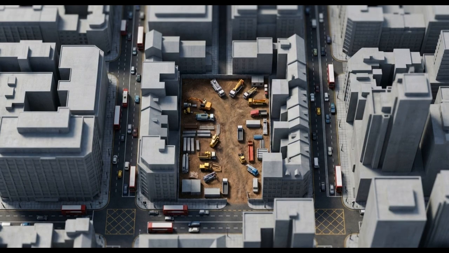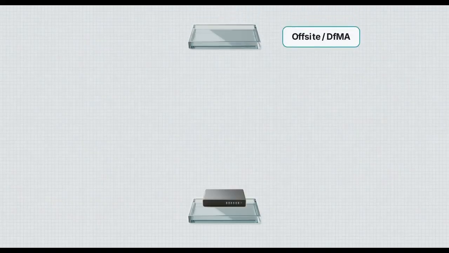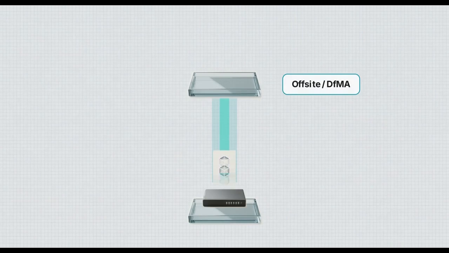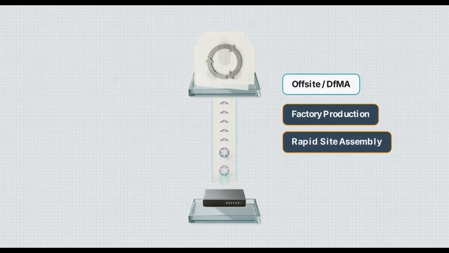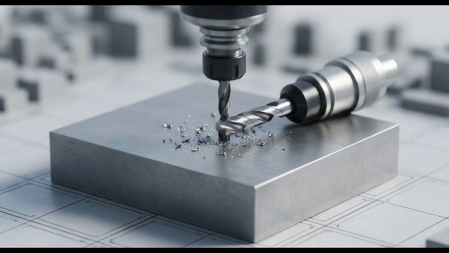On the physical site, the lack of storage space makes traditional raw material processing impossible. To solve this, the second layer of the stack is Design for Manufacture and Assembly, or DFMA. DFMA is a design philosophy that optimizes building components for efficient factory production and rapid site assembly. DFMA feeds BIM geometric data directly to off-site computer numerical control, or CNC machines. CNC machines are automated tools that use digital instructions to fabricate high-precision components with minimal human intervention.